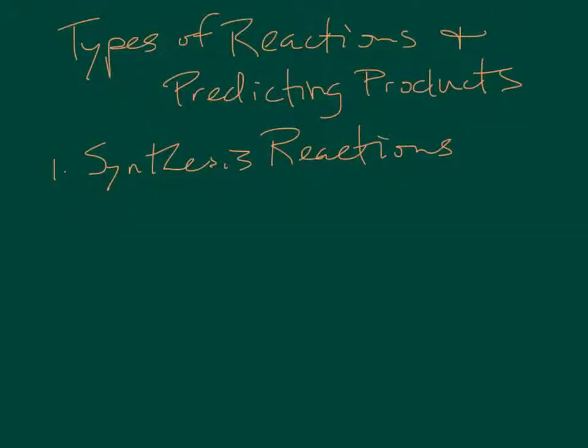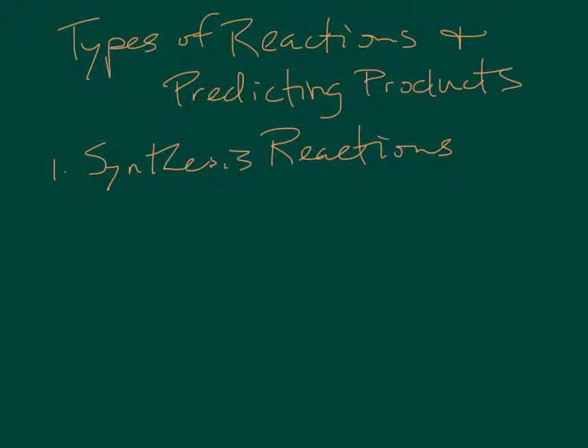Okay, today we're going to be talking about different types of reactions and how we predict the products of a reaction. Alright, so our first type of reaction is called a synthesis reaction, and of course if you think about synthesizing something, you are making something or producing something.